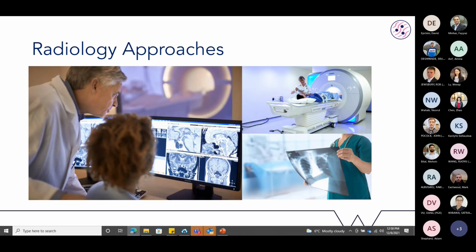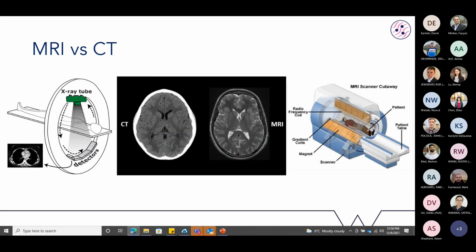And as I'm sure everyone's aware, there's loads of different approaches. You've got MRI, you've got CT, you've got planar X-ray, you've got ultrasound. But the two that I'm going to focus on today are X-ray CT and MRI. So just a quick overview really of MRI and CT and some of their advantages and what they're used for.